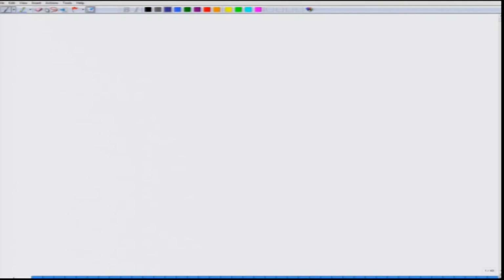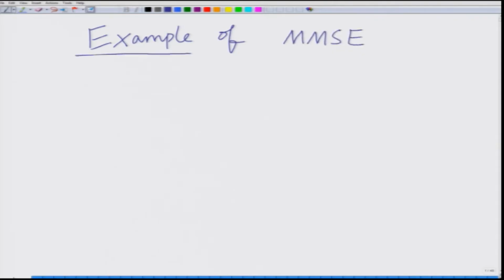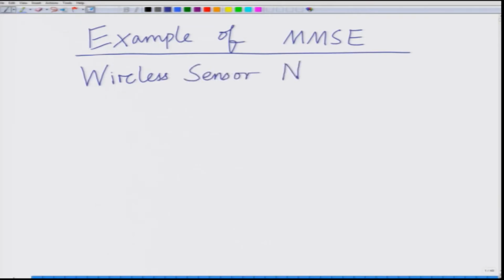So, we want to look at an example of MMSE in the context of a wireless sensor network, or WSN. Now, what we have in a wireless sensor network, we have already seen a model for this.